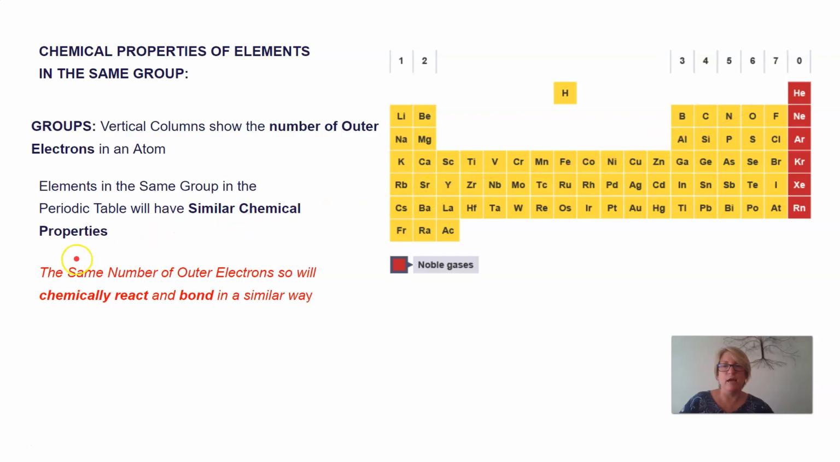So just as a recap, they have the same number of outer electrons, so they will chemically react and bond in a similar way. So just jot that down for now. The groups have the same number of outer electrons, and when we have a look at the electron structure just now, it will make sense to you.